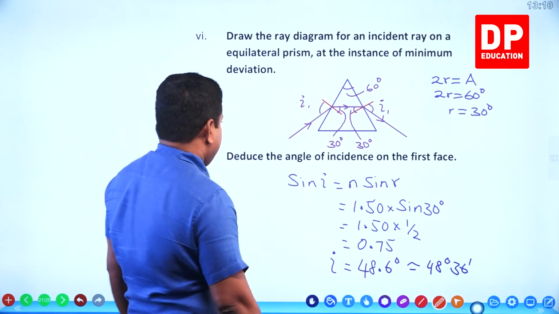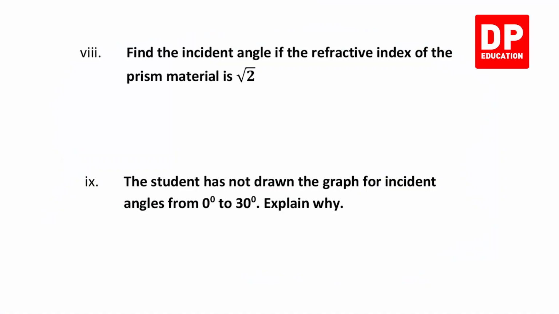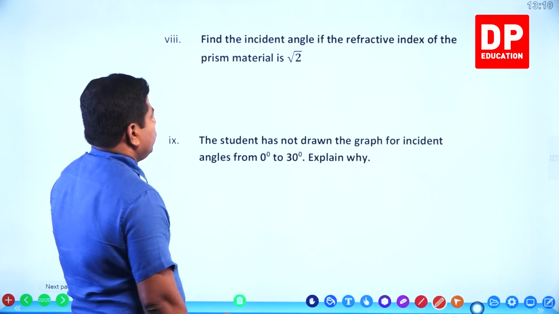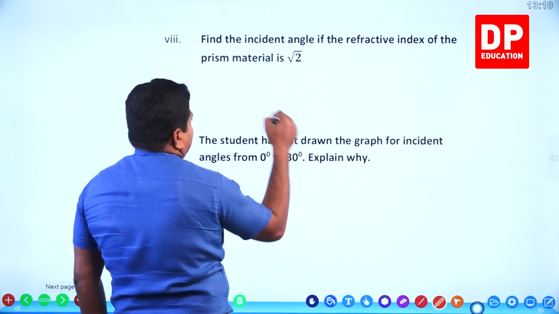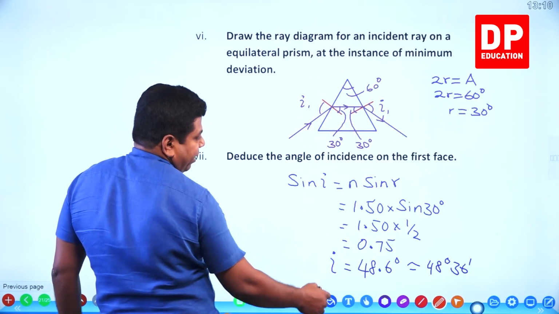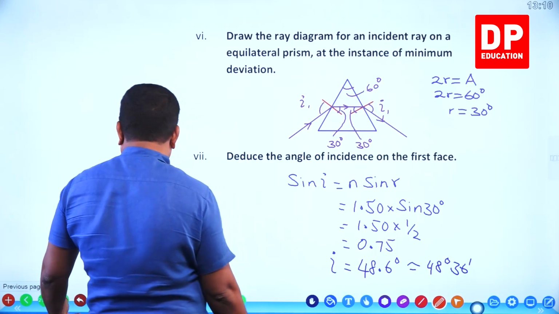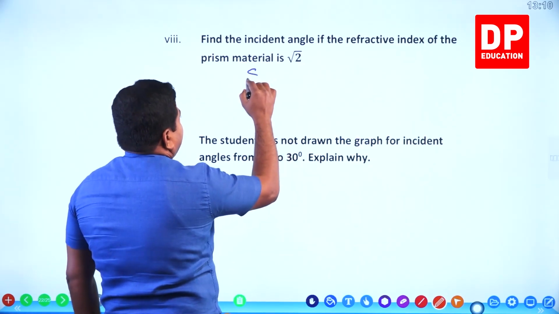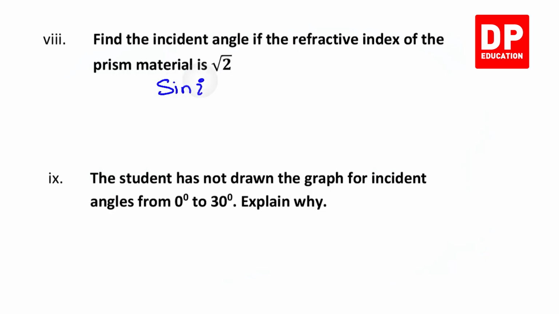Okay. Next. Find the incident angle if the refractive index of the prism material is √2. So you know, again, same working I have to do, where n has to be √2, right? Let's say sin I equals n sin R. n is √2, R is 30 degree.